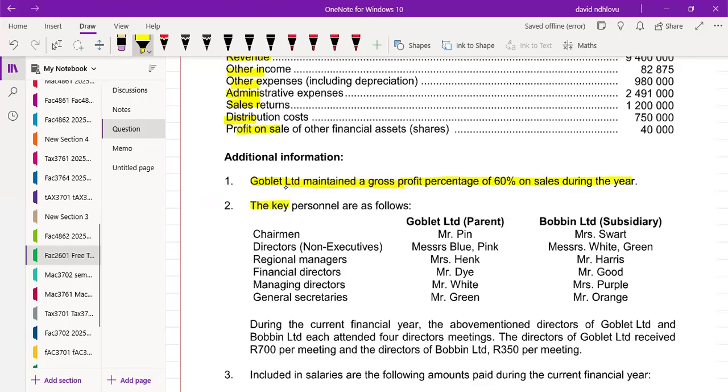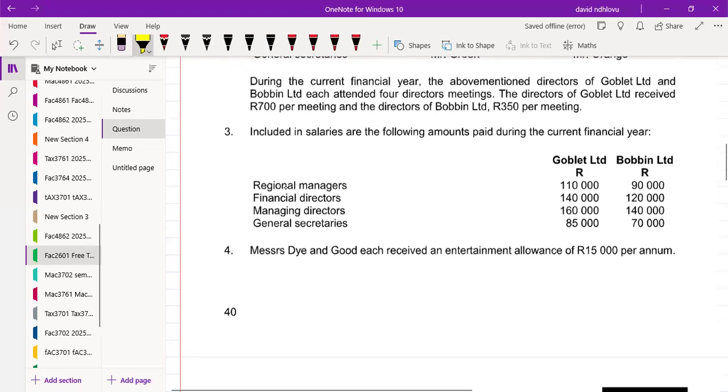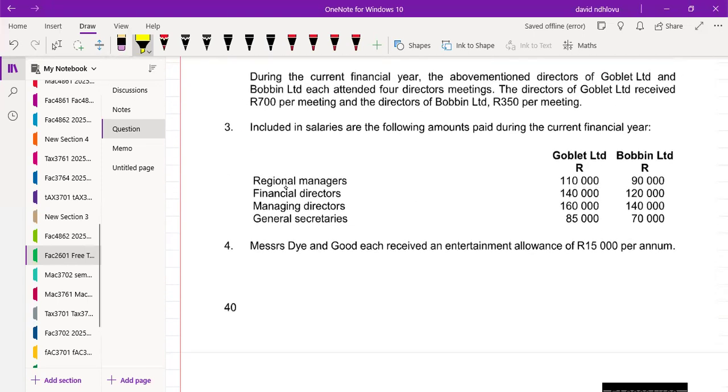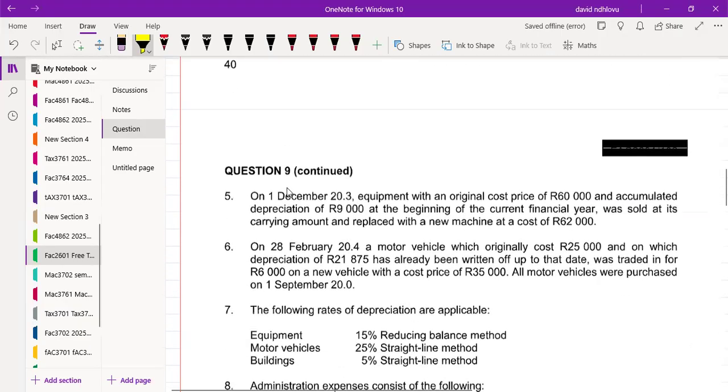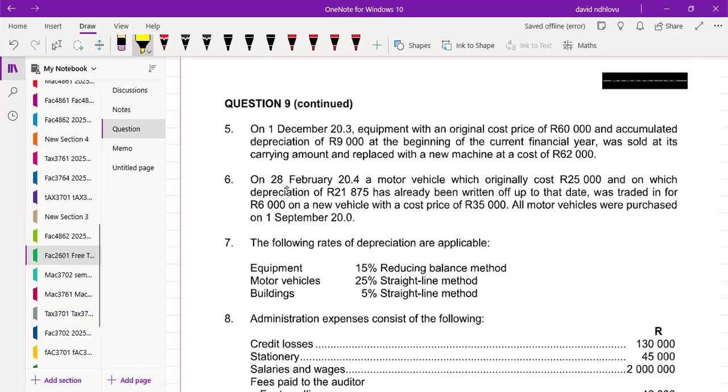Right, then we are given the key personnel are as follows. So this is basically just the information that we have. And then we continue. It says on 1 December 2023, equipment with an original price. So we use this information for the calculation of depreciation.